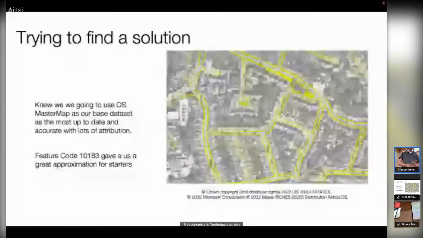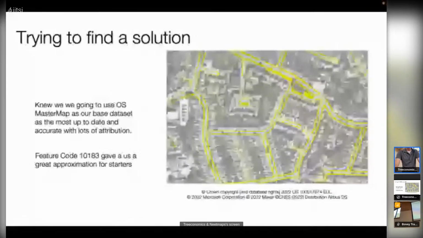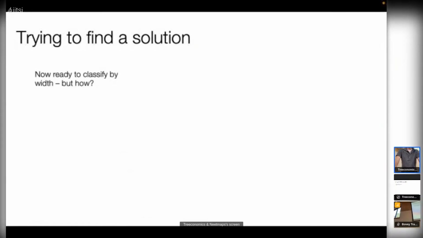So those of you that know Mastermap, feature code 10183 gave us a real good starter for 10, really. It shows there on the picture all the yellow pavements. I use the words pavements and roadsides interchangeably, so it's the same thing, the bit you walk on. So that looked good. I thought, oh, this is going to be straightforward. We're almost there. Then I started to think about, okay, how actually am I going to classify these pavements into the sections that John needs? So I started Googling it.